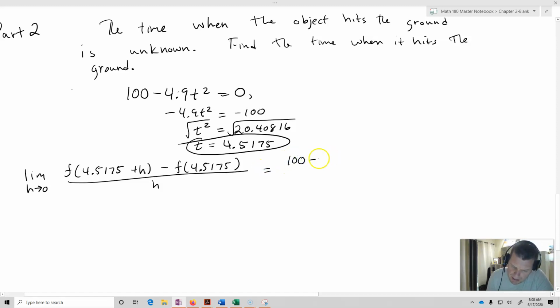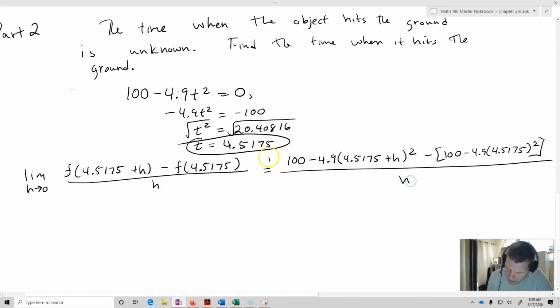Then we'll just plug these into the equation. So we'll get 100 minus 4.9 times 4.5175 plus h squared, minus 100 minus 4.9 times 4.5175 squared, all over h, and let's not forget that we are taking the limit as h approaches 0. The cool thing is that the 100s are going to go away, as is the 4.9 times 4.5175 squared. When I multiply it out, we'll see that that's the case.